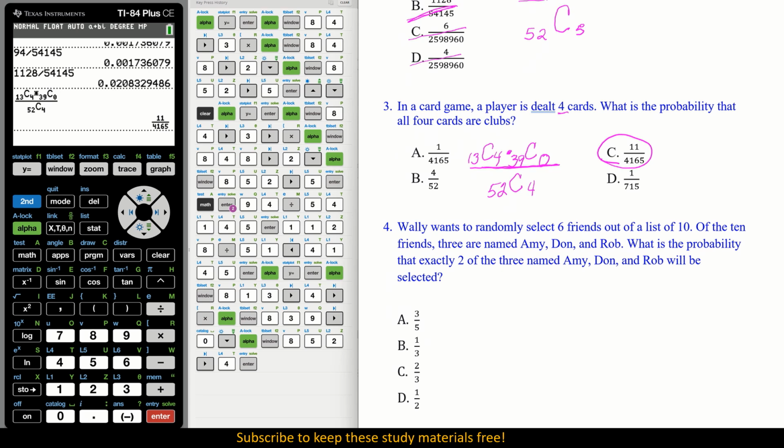Wally wants to randomly select 6 friends out of a list of 10. So that's a subgroup of an original group. Okay. Of the 10 friends, 3 are named Amy, Dawn, and Ron. No one cares about their names. The important thing is you want 3 of those. Okay. So we have a subgroup of a group, and now we have a probability of the secondaries. Okay, so of those three, what is the probability of getting exactly two of the three?